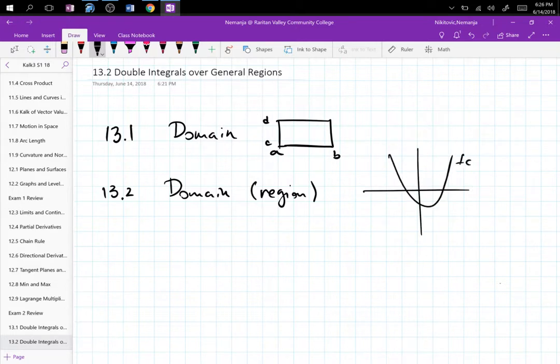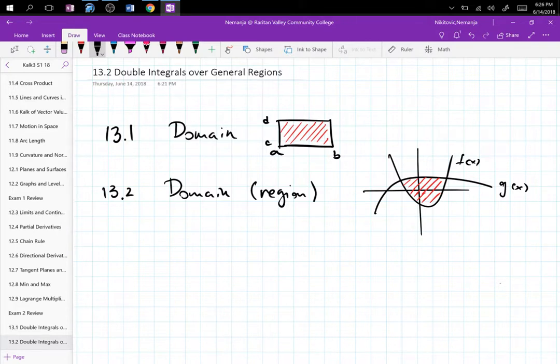You have a function f of x, and you have a function, let's say, g of x. And then whatever is the intersection of those two would be the region R. So what this calls for is to have functions in the integral.